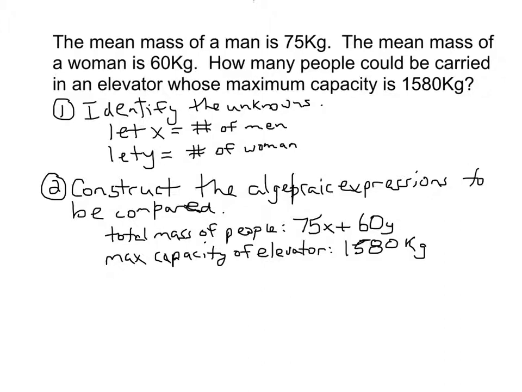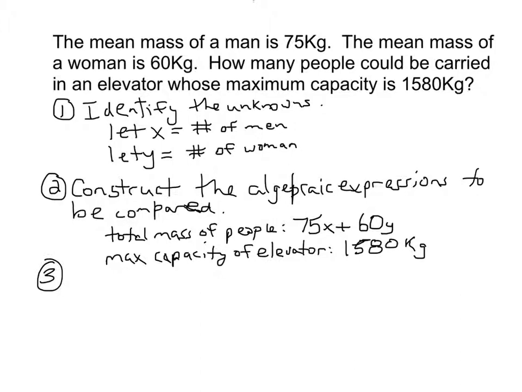Okay. Total mass of people in the elevator is 75x plus 60y, because each man weighs 75 kilograms and each woman weighs 60 kilograms. So if I need to figure out how much total mass of people I'm putting in my elevator, if I had one man and one woman, I would put 1 in for X, 1 in for Y, and add them up. If I have 0 men and 5 women, 0 in for X, 5 in for Y, calculate it. Once we've created our two parts, we're going to put them together.